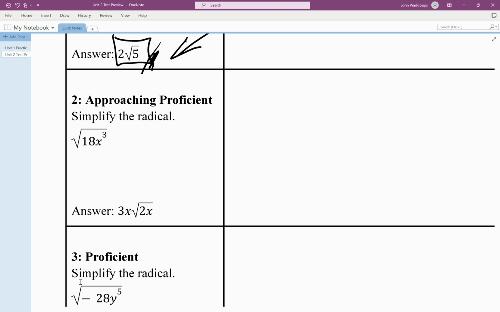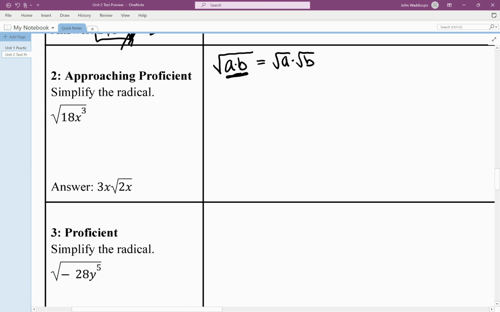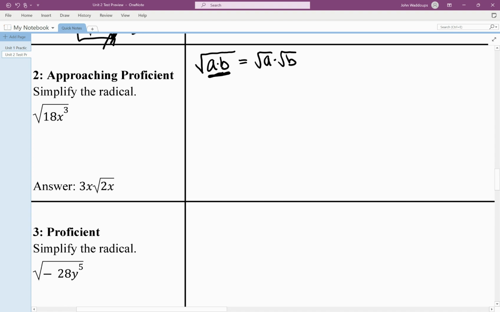One of the things that I would like to remind you about is that if I take the square root of a times b, that's equal to the square root of a times the square root of b. And it just helps us to think I can break down what's called the radicand. This ab, for example, is the radicand. I can break it down into factors, and that might help me to simplify this. So I can look at 18 and x cubed separately.